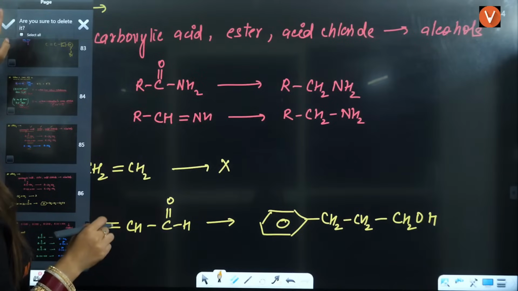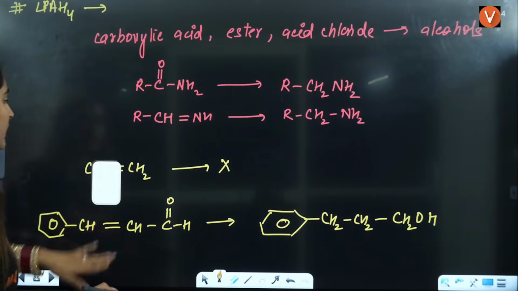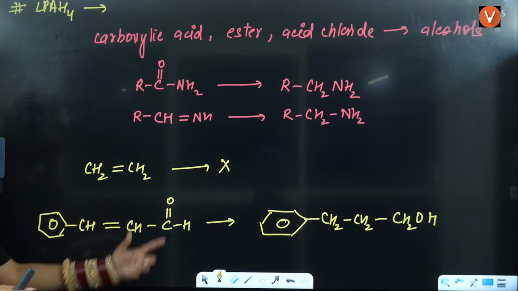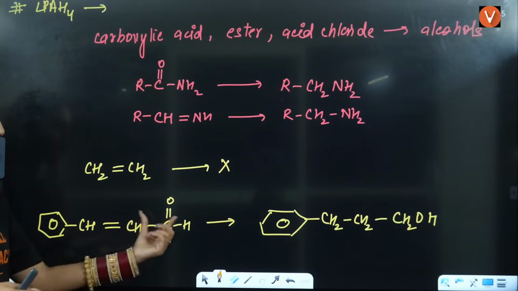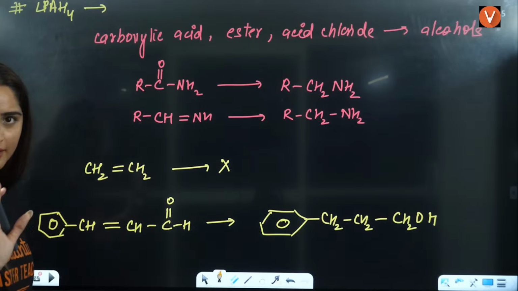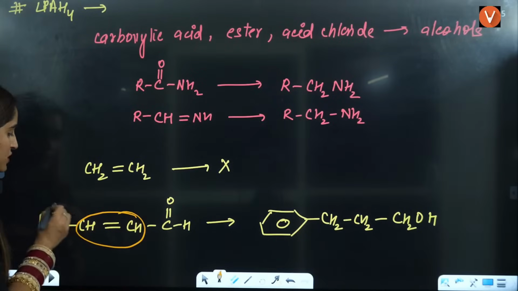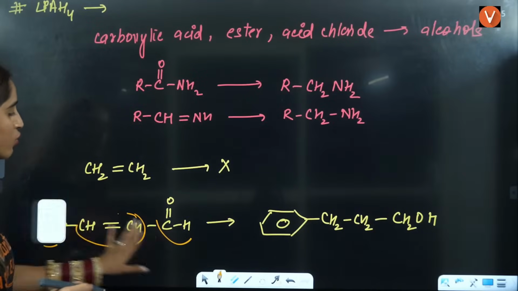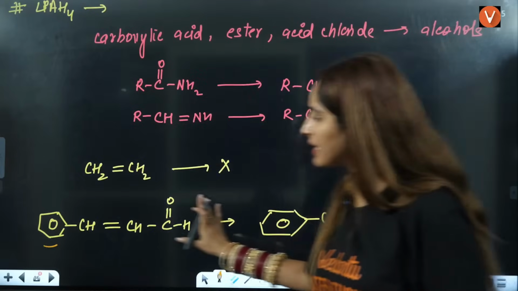Okay, next. I forgot that there was one more point here. It is not going to reduce a simple double bond, something like this double bond next to CHO. If the double bond is simple, then it is not going to reduce that. But if the double bond has some electron withdrawing groups attached, then it is going to reduce that. Then everything will be reduced here, right?